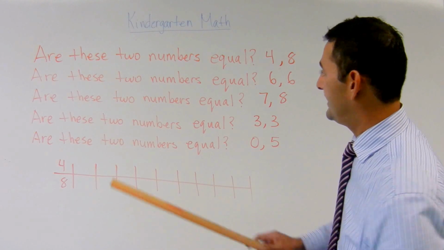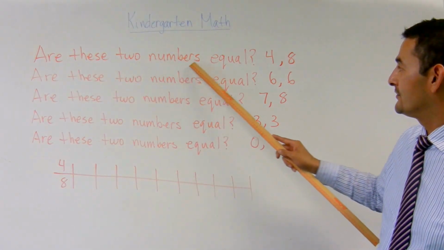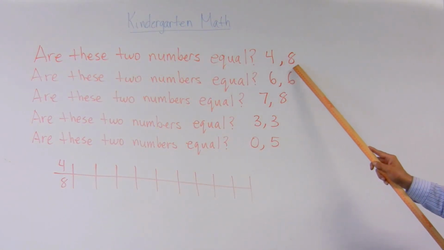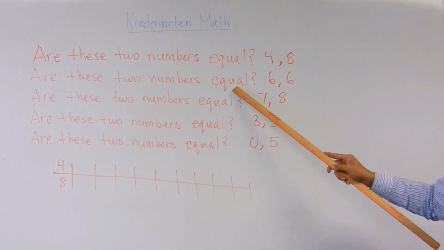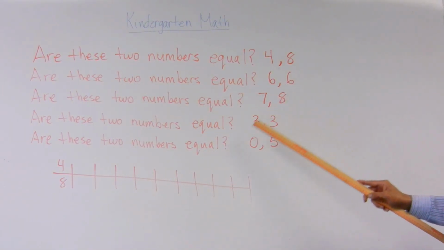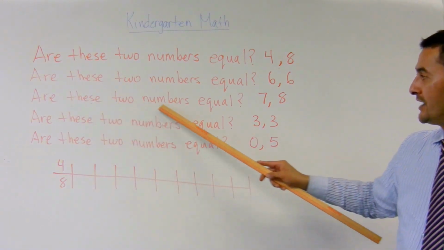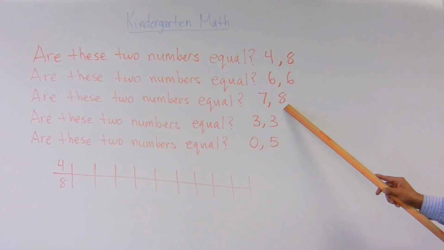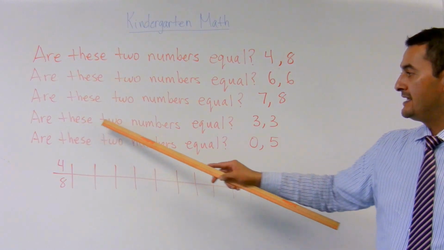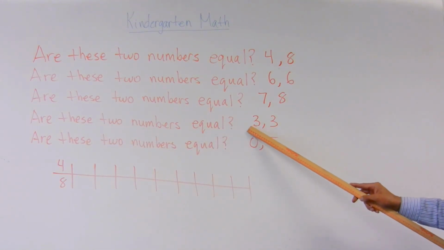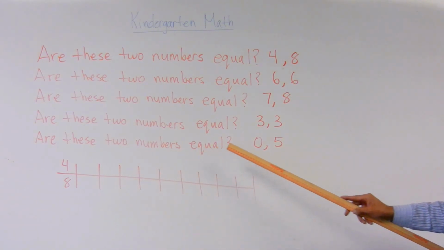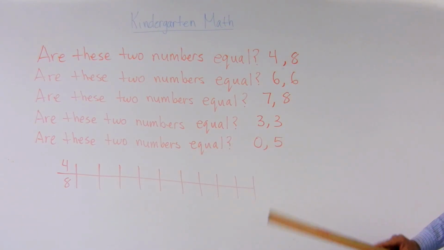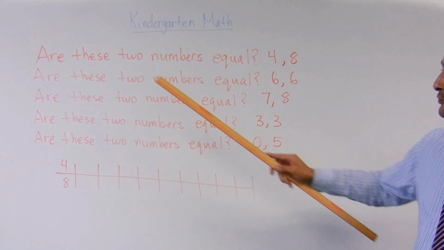So this sentence says, are these two numbers equal? 4, 8. Are these two numbers equal? 6, 6. Are these two numbers equal? 7, 8. Are these two numbers equal? 3, 3. Are these two numbers equal? 0 and 5. So let's go ahead and take a look at the first one.